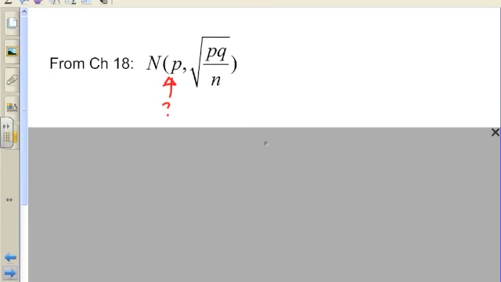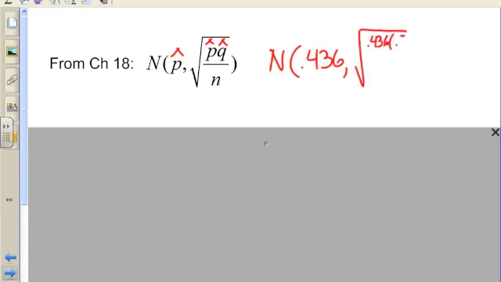So instead of using the truth, we are going to just make a guess. Instead of p, we're just going to use p hat. That's the closest thing we have. So instead of p, we'll use p hat, and instead of q, we'll use q hat. If we go ahead and figure that out, it means we're going to be using a normal model with 0.436 in the center. And our standard deviation will be the square root of 0.436 times 0.564 over 330, that's how many I said I asked, which is approximately 0.027.